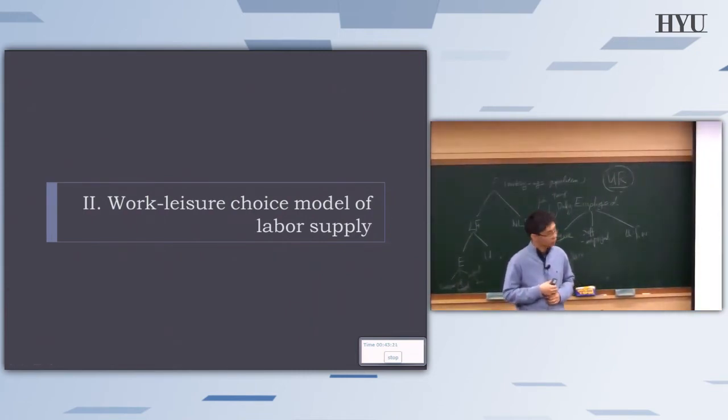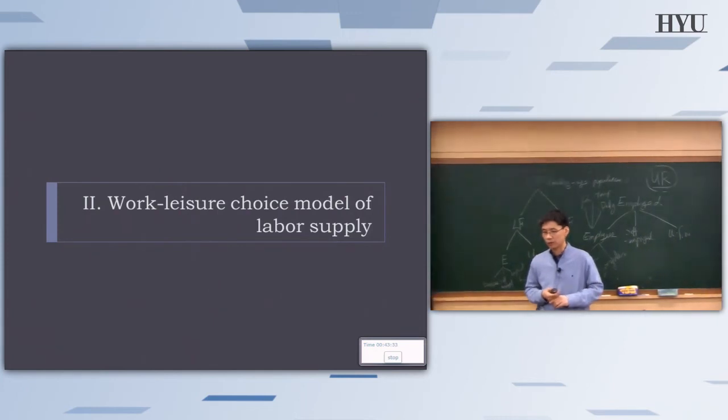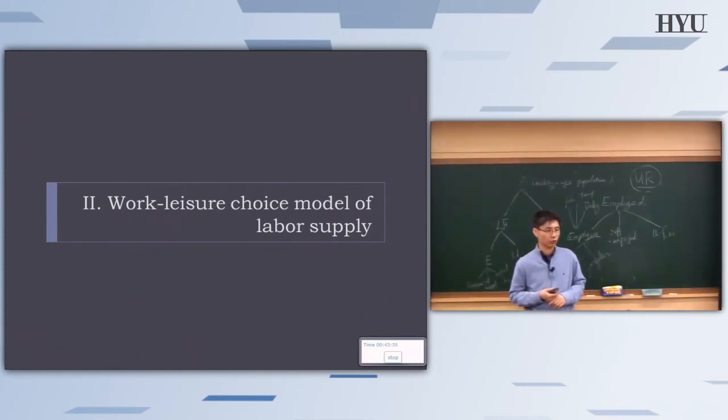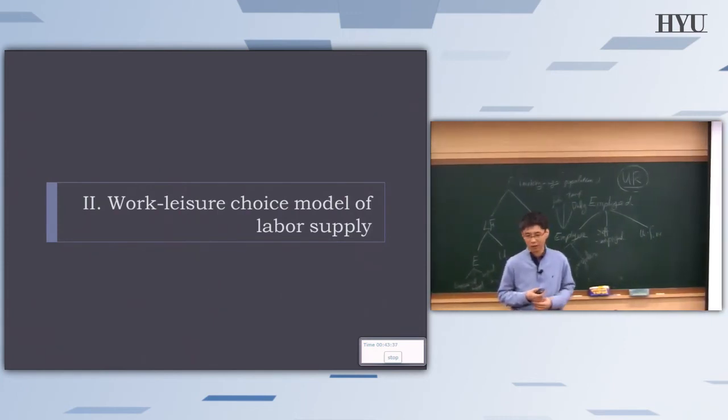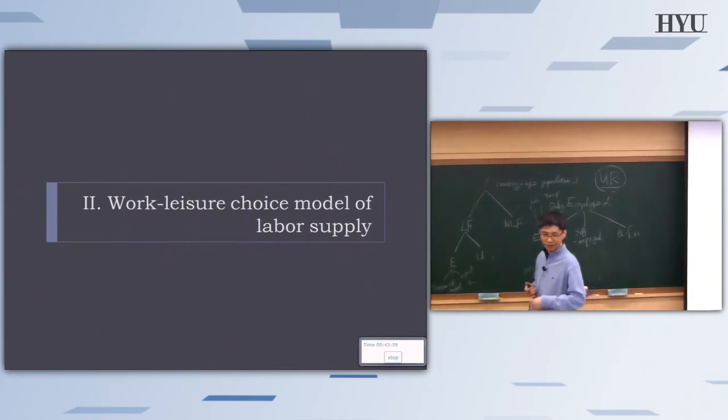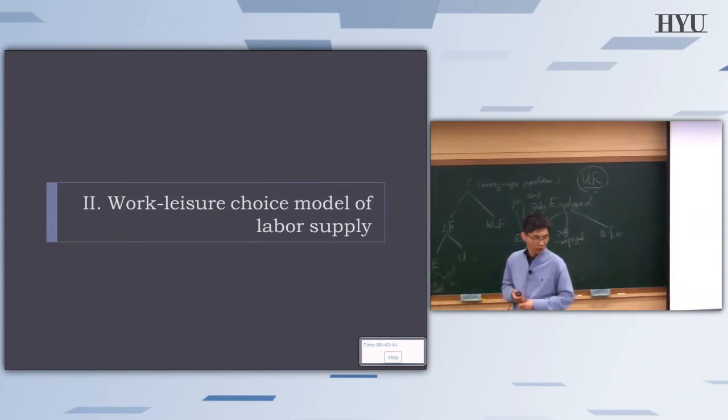We call it the work-leisure choice model of labor supply. This model is very important. As I said before, it's the workhorse of the labor supply literature. You should know this when you learn labor economics. And it's actually very easy to follow. So let's see.